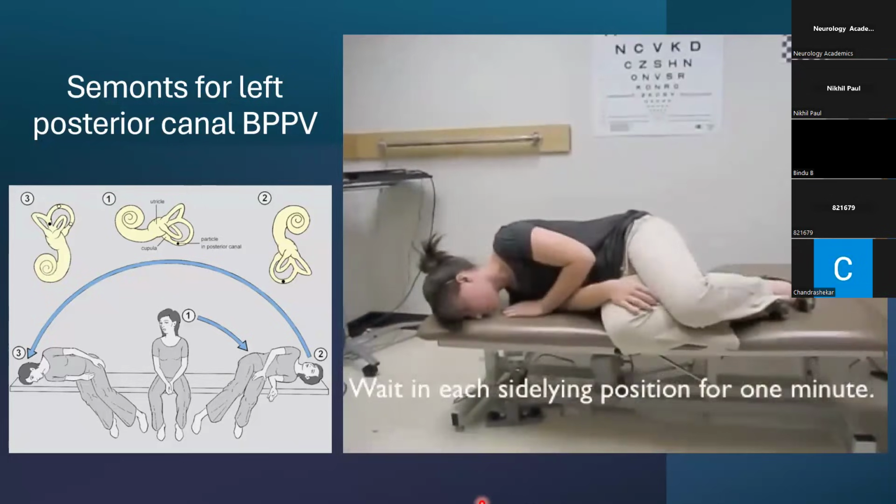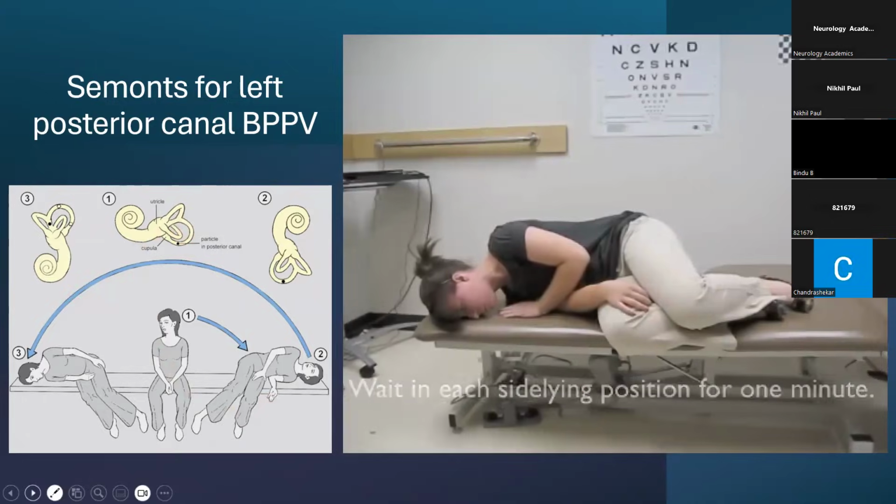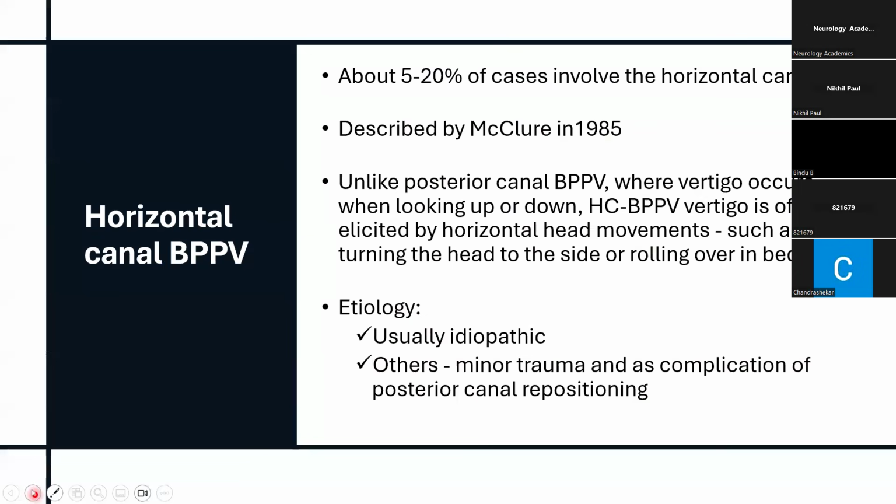So that head position should not change. That's what's important here. As shown in this picture, again, what happens is that from this posterior canal, it goes into the common crus and back into the utricle, and it elevates the symptoms. So that was about posterior canal BPPV.